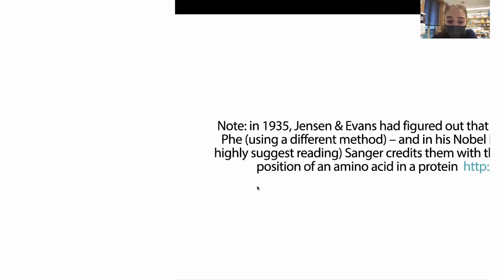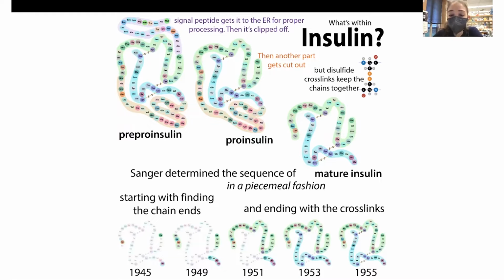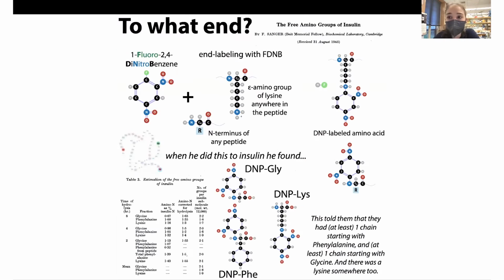And so I highly encourage you to check that out. Developing this reagent was going to allow him to do more, to build upon it. And so I want to tell you more about all of that and how it worked. So Sanger developed this reagent, or this chemical that can react with something. And so he developed this chemical 1-fluoro-2,4-dinitrobenzene, or FDNB, which can react with an N-terminus of any peptide, or the amino group of lysine anywhere in the peptide, to form this DNP labeled amino acid.